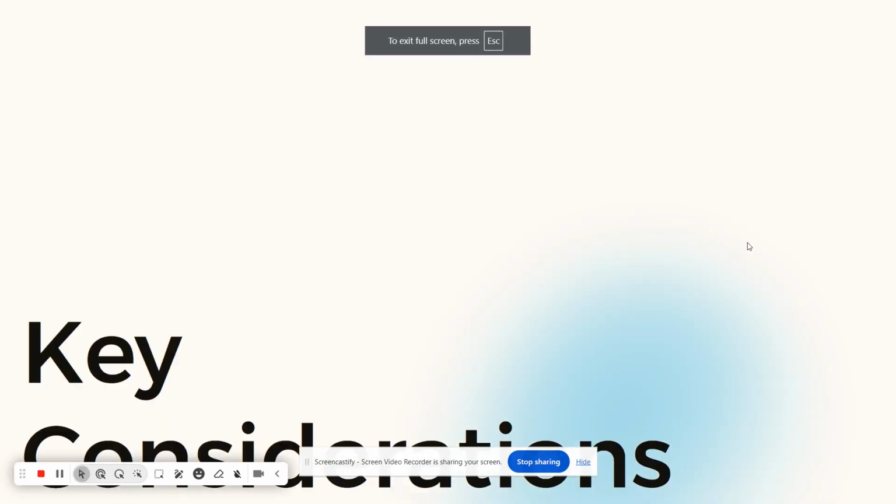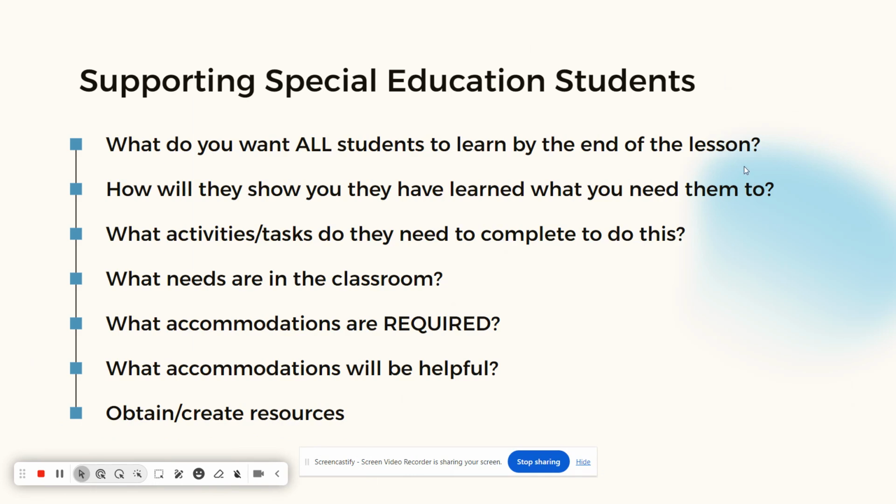Okay, so key considerations. Supporting special education students in general. Again, just going to go through it one more time. And I know I've kind of labored on this a lot, but it really is the most important thing for these students. What do you want all students to learn by the end of the lesson? It's going to make planning 100% easier if you consider that. And it's going to benefit all students the most if you consider that first and foremost.